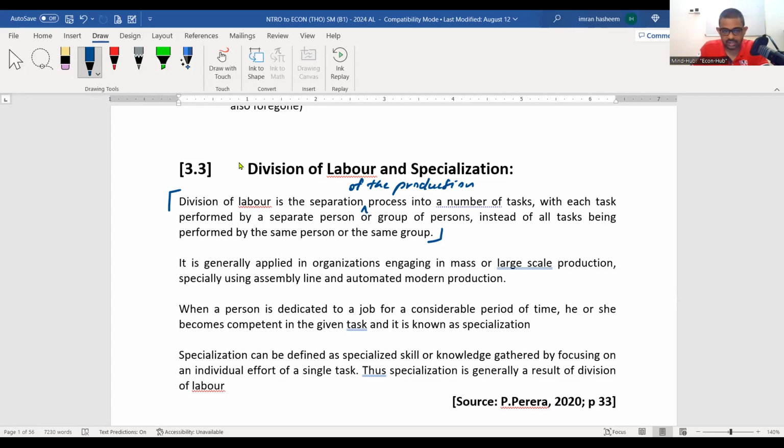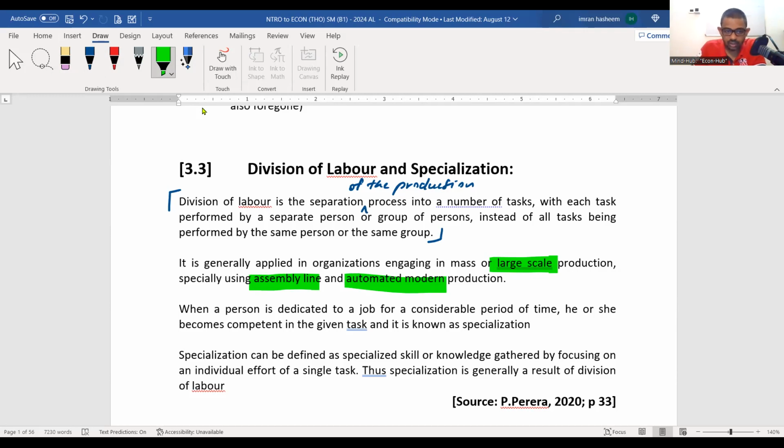Right. Then I've given a few more points, and a very important point is mentioned here: division of labor is really suitable for large-scale production, where they use some method of production called an assembly line, or maybe more automated type production, manufacturing kind of a thing. I'll explain all that in a bit.